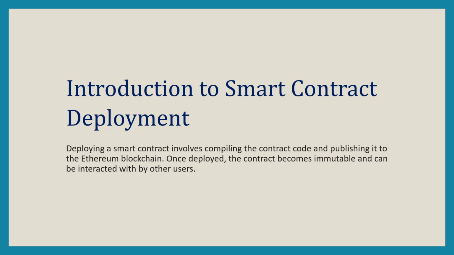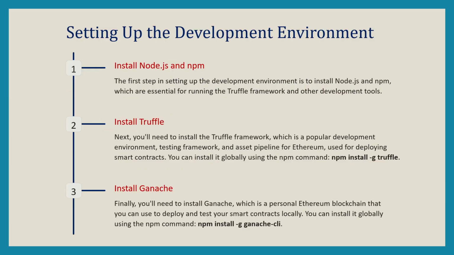Introduction to smart contract deployment. Deploying a smart contract involves compiling the contract code and publishing it to the Ethereum blockchain. Once deployed, the contract becomes immutable and can be interacted with by other users.